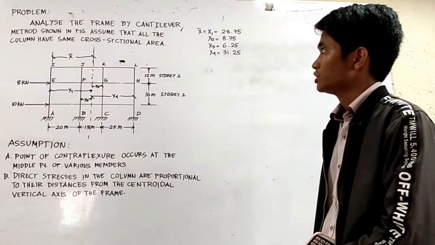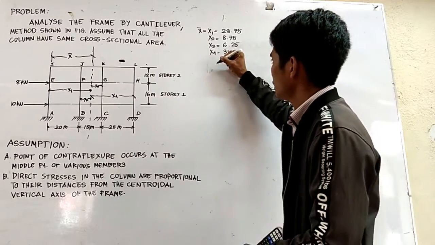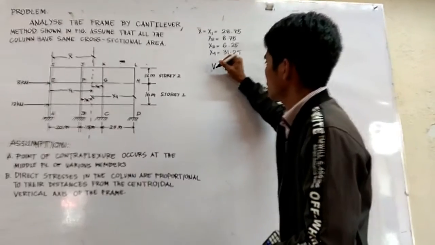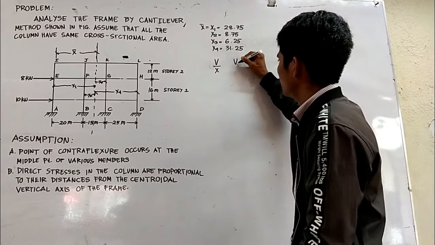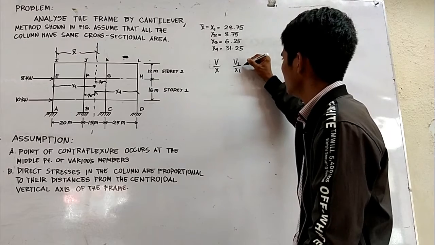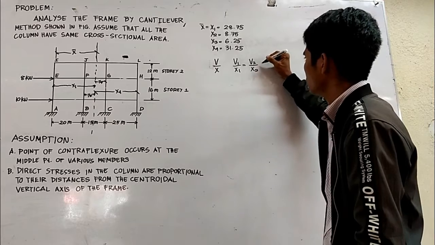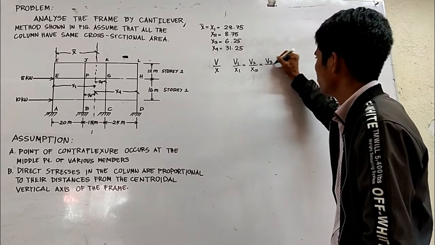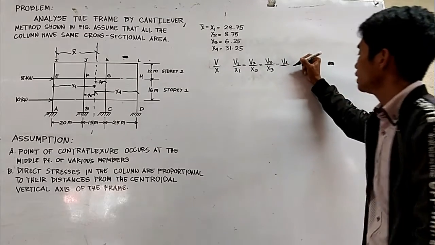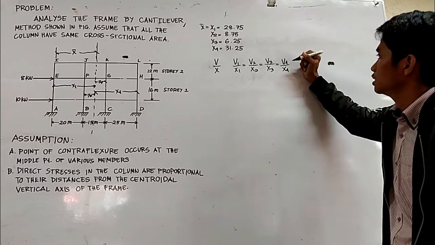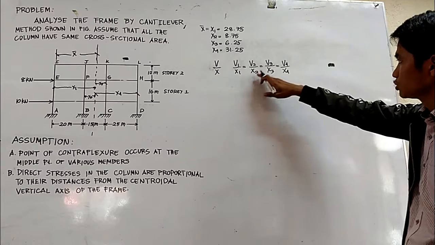In a cantilever, which is in the centroidal axis, we have the formula: force over the distance. So here we have V1 over x1, which is proportional to V2 over x2, proportional to V3 over x3, and proportional to V4 over x4. So here we can see that we find the value of x1, x2, x3, and x4.